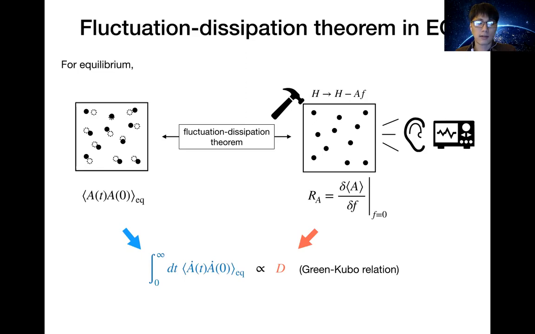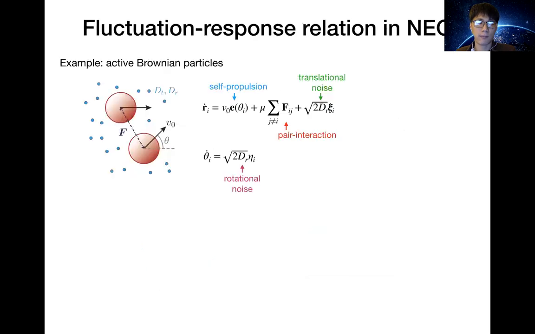However, this connection doesn't remain valid far from equilibrium, because the fluctuation-dissipation theorem has been proved only for equilibrium, but the fluctuations and responses are still related to each other even far from equilibrium.